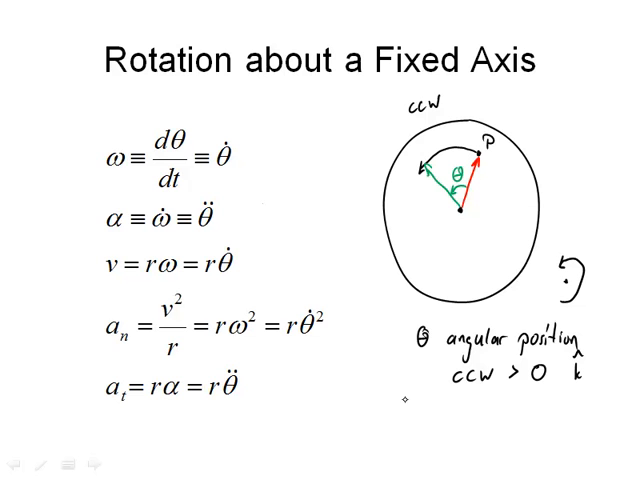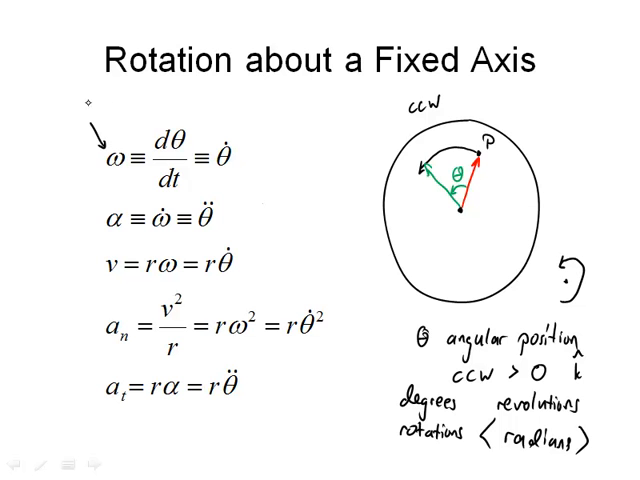Angular position is measured in degrees, rotations, revolutions, but most importantly, radians. This will be the more critical of those units. But even though there are units associated with angular position, it has no dimension: no length, no mass, no time.